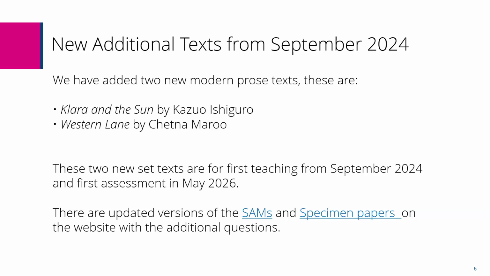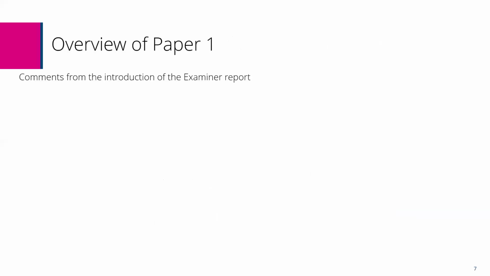Okay, so moving on to paper 1. We're going to look at some comments from the examiner report. All of these are from page 3 of the examiner report, if you're following along. They show basically that in the main, the examiners felt candidates were very well prepared for the exam. But they also highlight a little bit about what candidates didn't do as well.